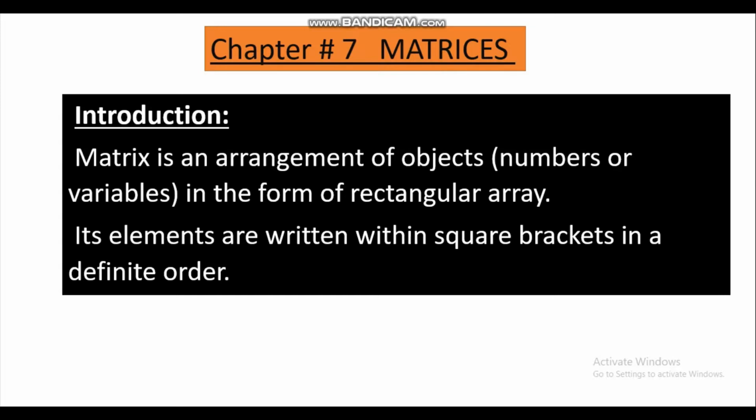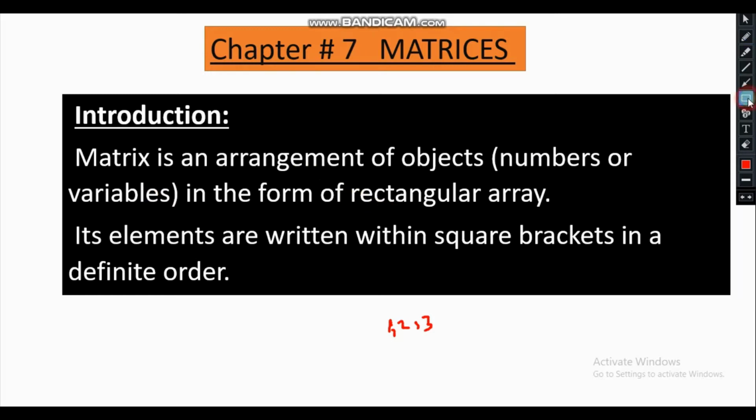A matrix is an arrangement of objects, numbers or variables in the form of a rectangular array. Its elements are written within square brackets in a definite order. You know that constants are numbers like 1, 2, 3, natural numbers, and variables are alphabets like A, B, C. These arrangements make a rectangular array.